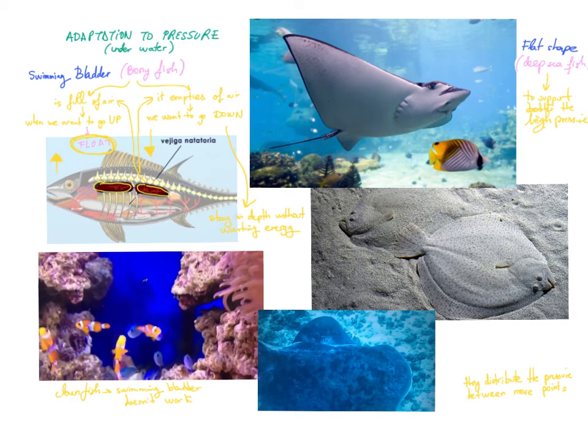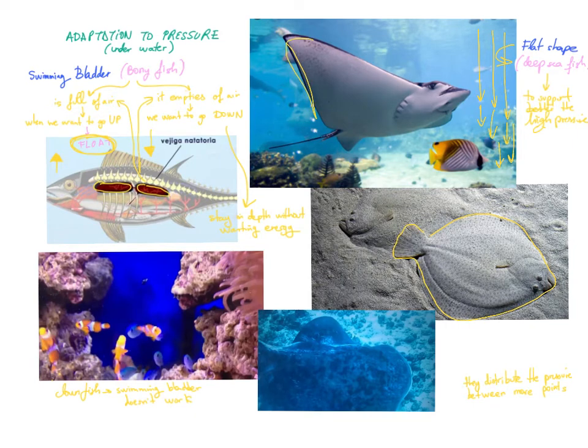Okay, the other adaptation is flat shape. We find flat shape in deep sea fish. Why? Because as we go deeper in the ocean, the pressure increases a lot. So to support better the high pressure, they have this shape.